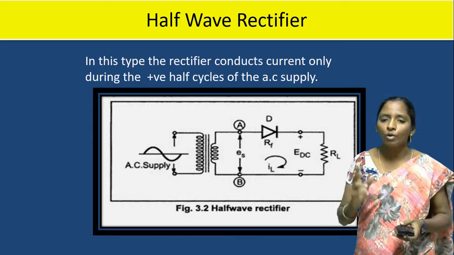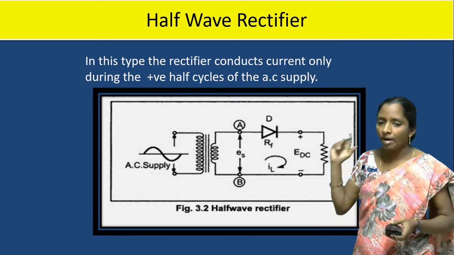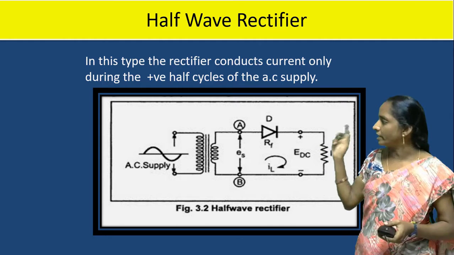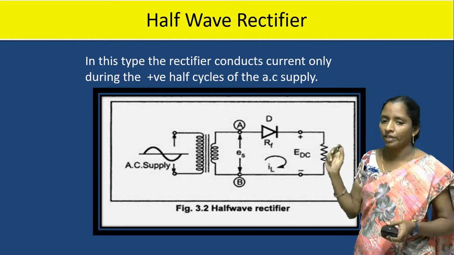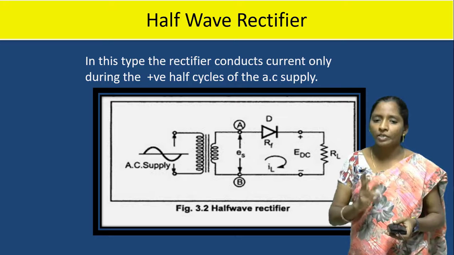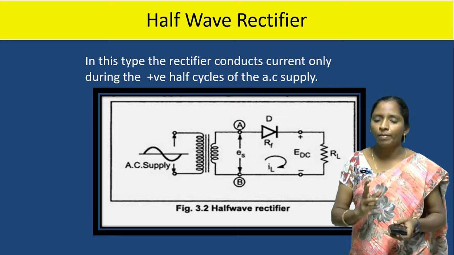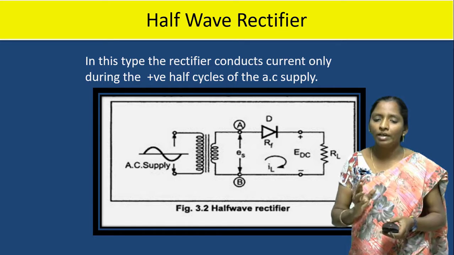We are getting output during the positive half cycle only. So this is the circuit diagram of the half wave rectifier. Here, at the input, we are using a transformer. This transformer takes the input from the AC supply and reduces that voltage to a lower level, and that reduced voltage is given to the diode.